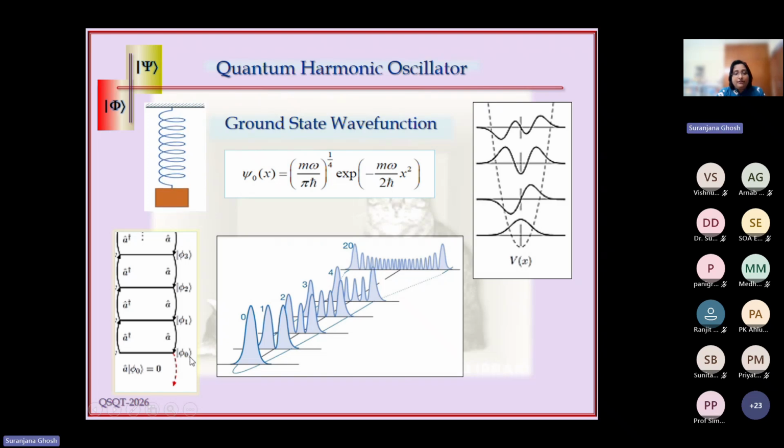Now we know that the wave function is a mathematical entity. So for a physical entity, we have to find the probability density. Here it shows the individual probability density of those wave functions. Now what about the particle?